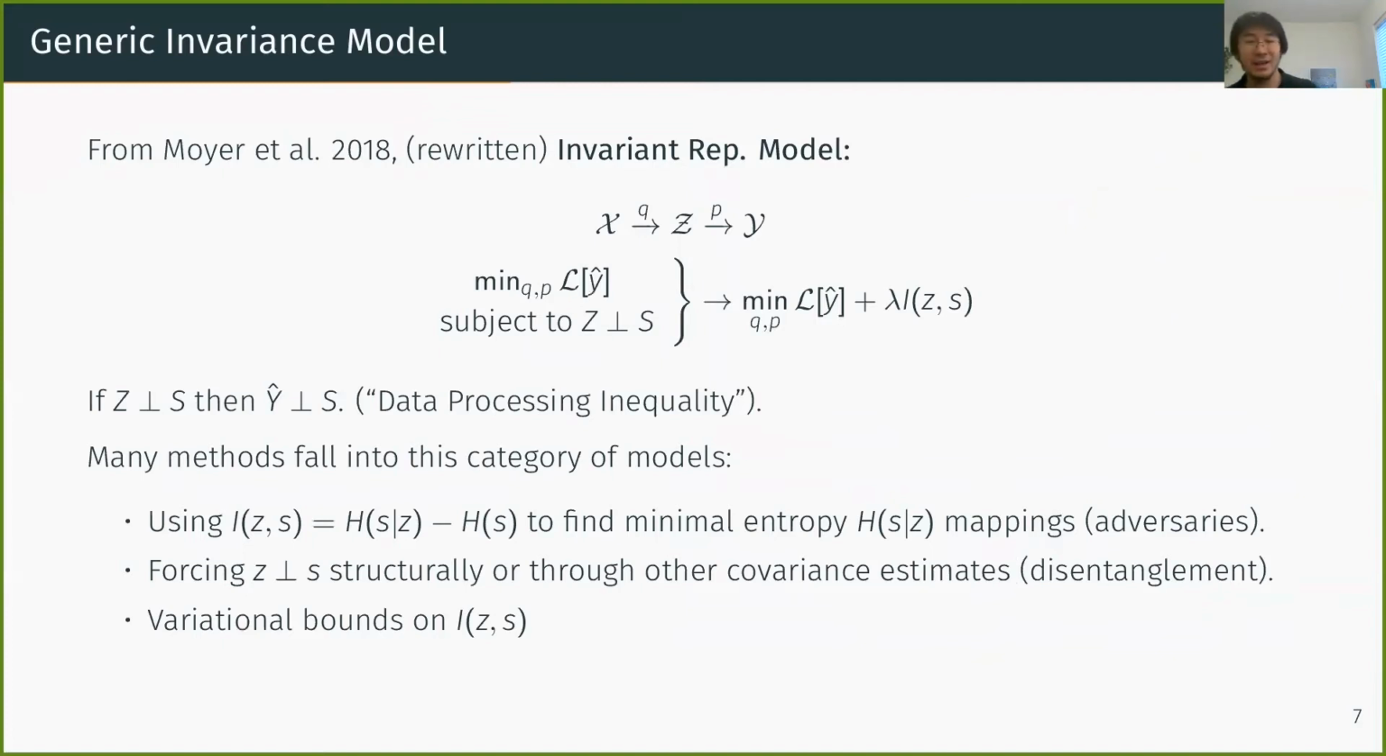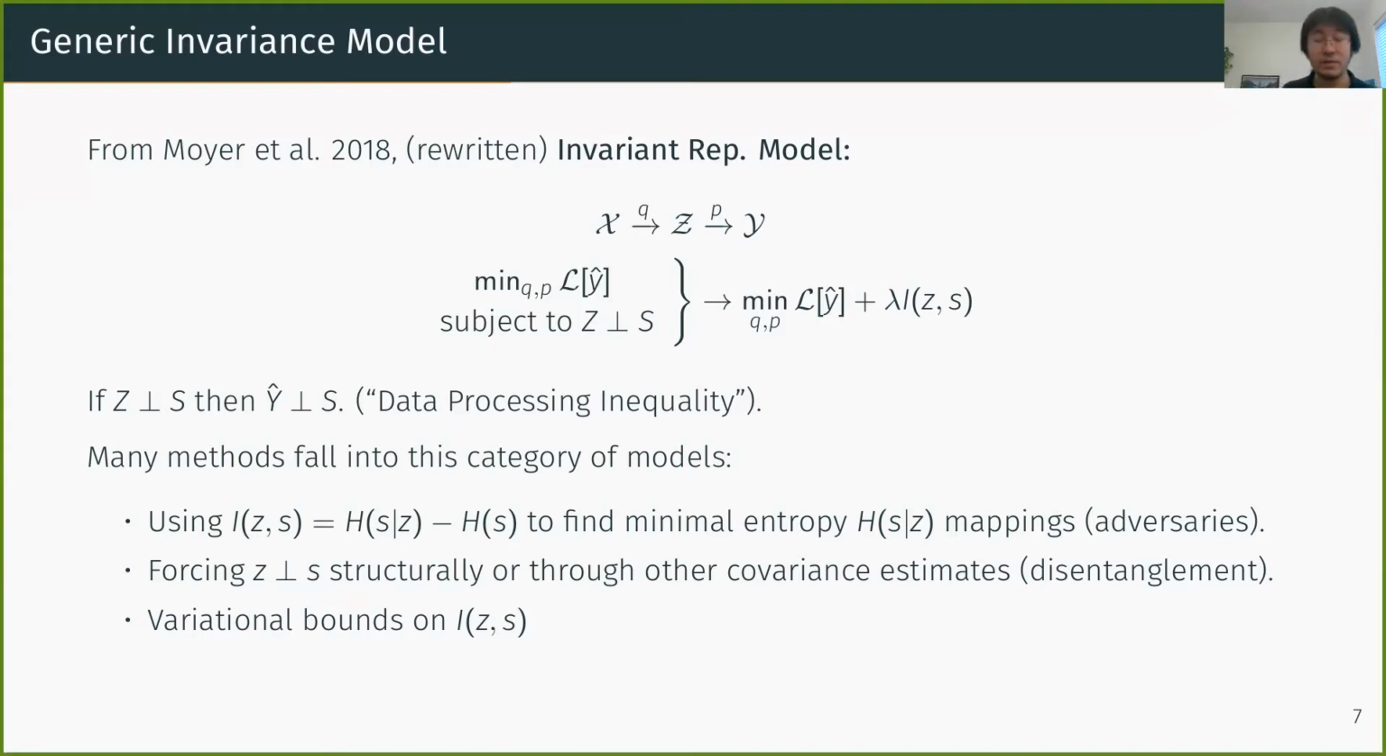In 2018, my co-authors and I were able to show that adversarial networks and many forms of disentanglement and variational bounds all form one giant class of invariant representation models, which we've been talking about this whole time. Essentially what we're trying to do is force Z to be orthogonal probabilistically to S. So we want Z to be independent of S. And then by the data processing inequality, we can say that everything downstream of Z is also similarly independent of S. This is very intuitive, but we put some formal math to it.